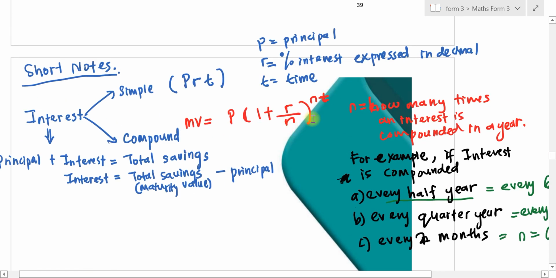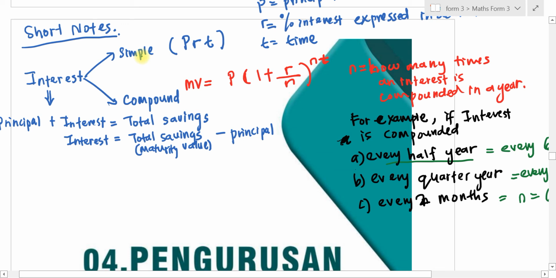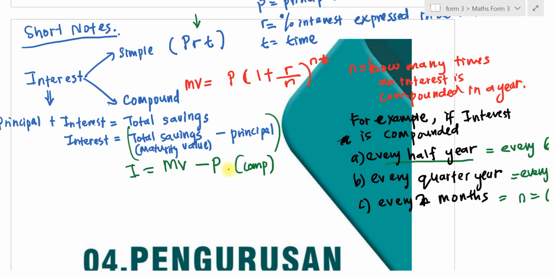Another question. For the simple interest we can use the formula PRT. For the compound interest, how to find the interest only? Take your maturity value minus the principal, you will get the interest. This one is used for compound interest. They never tell you this formula directly in your textbook or workbook, but you must understand. Total saving minus your initial value, you get your interest.